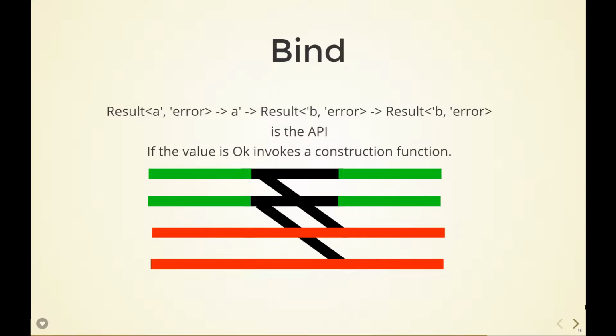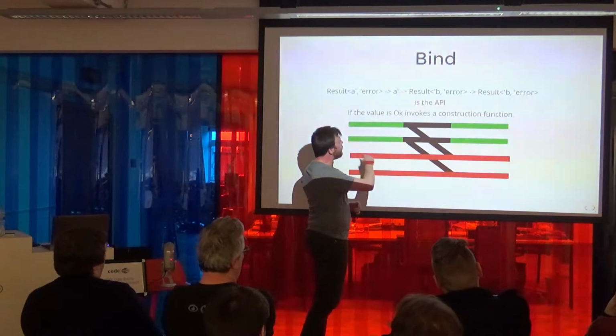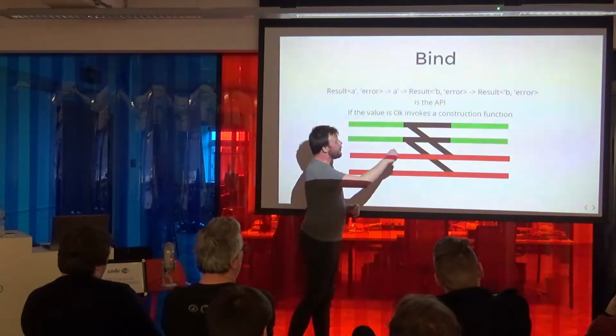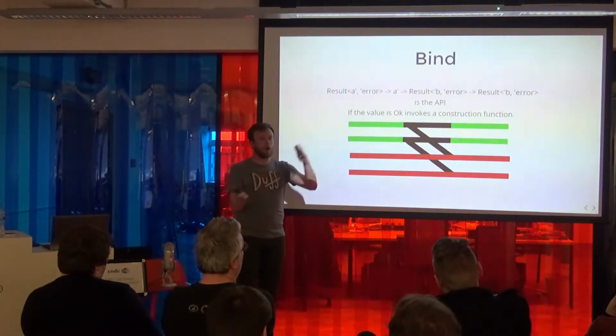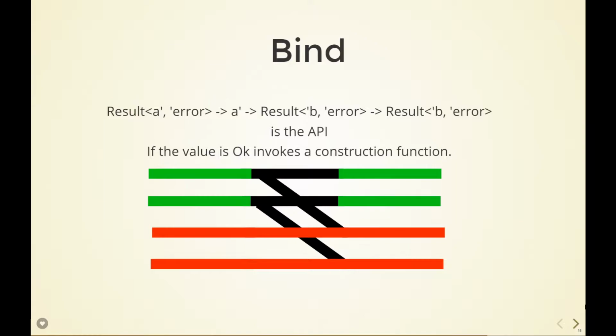as it were. So yeah, bind is obviously, if the value that is passed to you is successful, then you introduce a construction function, a point of failure, and that can branch out to the error path, and then that can fast path all the way to the end.